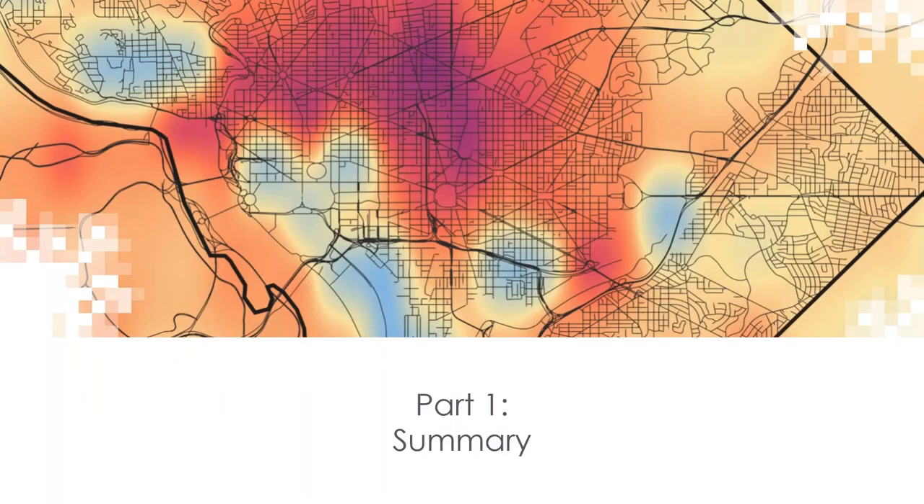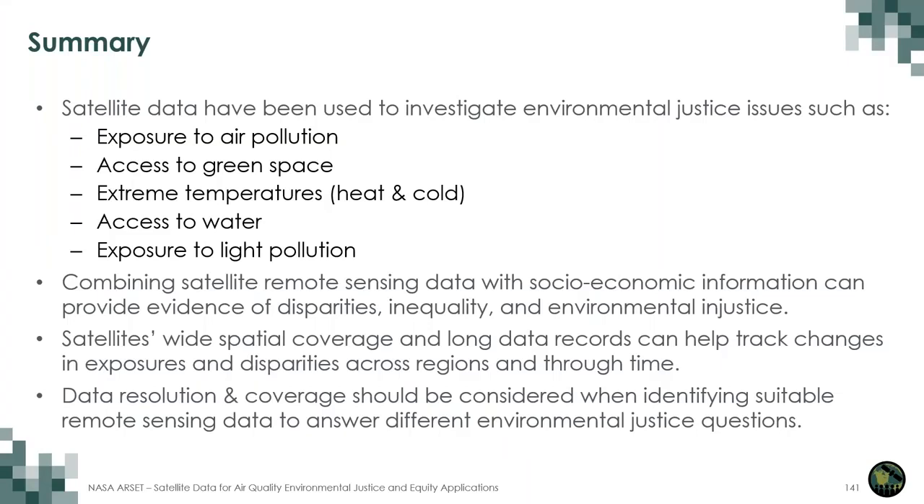Thank you, Susan. Before closing out today's training, I'd like to briefly summarize some key points. Today, we've seen many examples of how satellite data have been used to investigate issues of environmental justice across a wide range of topics, including exposure to air pollution, access to green space, exposure to extreme temperatures, either heat or cold, access to water or susceptibility to droughts, and exposure to nighttime light pollution.